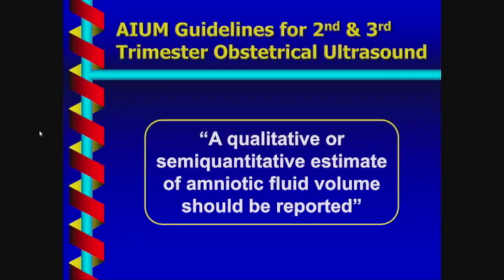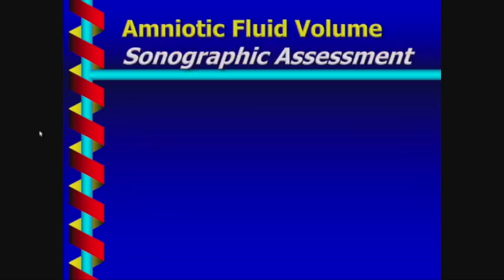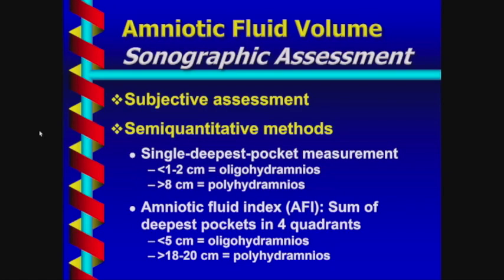The AIUM guidelines for second and third trimester say that a qualitative or semi-quantitative estimate of amniotic fluid volume should always be reported. We'll see in a minute what semi-quantitative methods of assessing fluid volume means. Sonographic assessment can be done subjectively or semi-quantitatively.